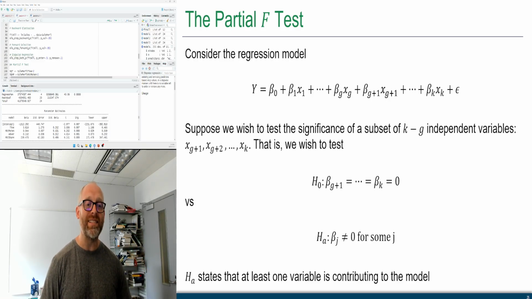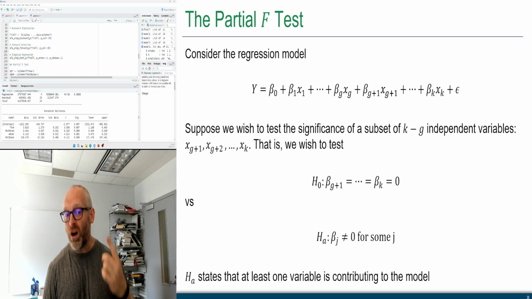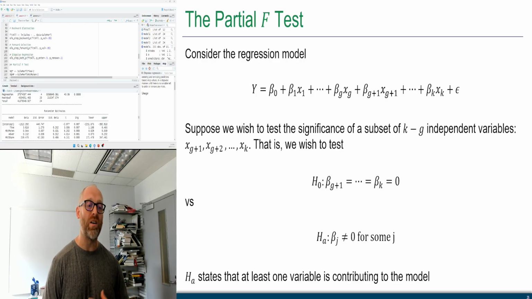So the hypothesis test is as follows. H naught, the null hypothesis, is that beta g plus 1, the population parameter for g plus 1, all the way up to the population parameter for k, is 0. So they are not adding anything to the model. The alternative is that at least 1 is. Again, in terms of the design of experiments, we don't know which one. We're not asking for that, but at least one of them has to be adding something to the model itself. And that's it. So HA states that at least one variable is contributing to the model.